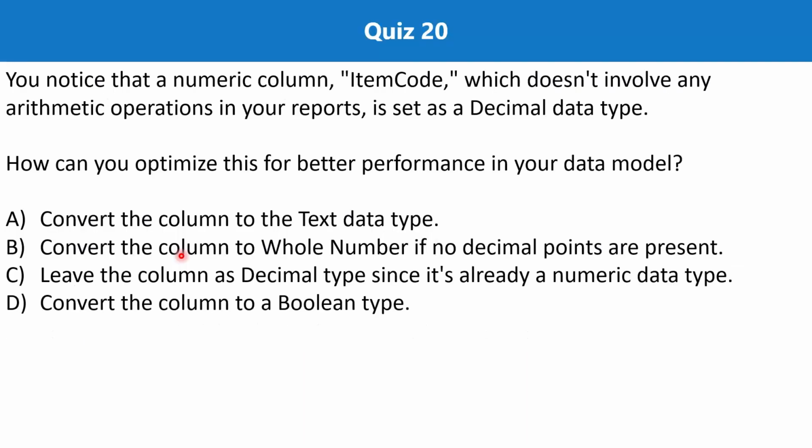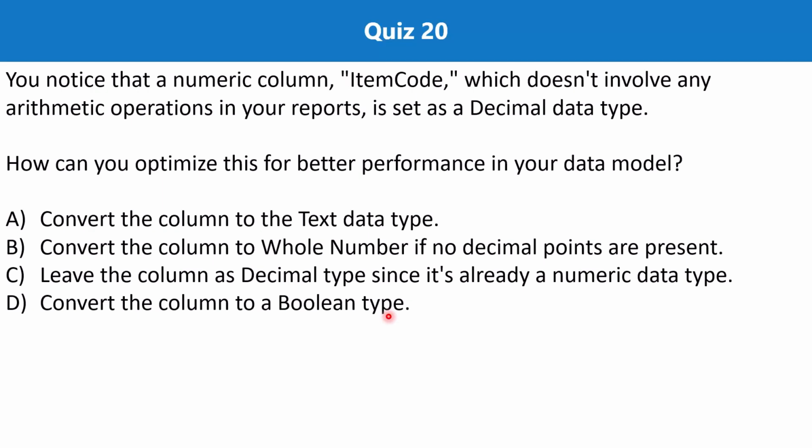Question 20. You notice that a numeric column, item code, which doesn't involve any arithmetic operations in your reports, is set as a decimal data type. How can you optimize this for better performance in your data model? And the 4 options given are: convert the column to the text data type, convert the column to whole number if no decimal points are present, leave the column as decimal type since it's already a numeric data type, convert the column to a Boolean type.